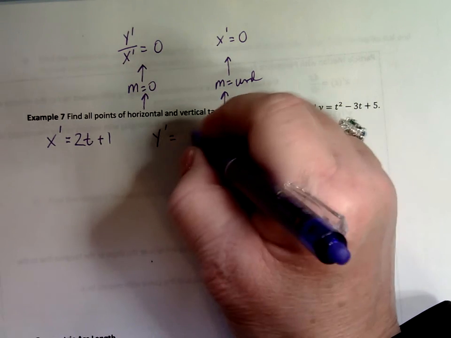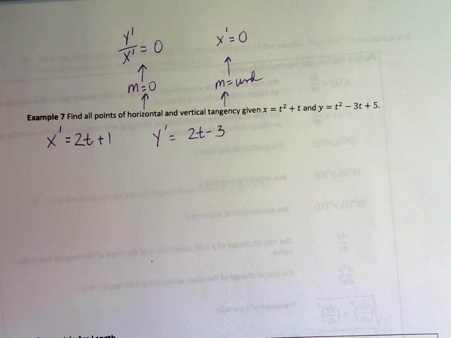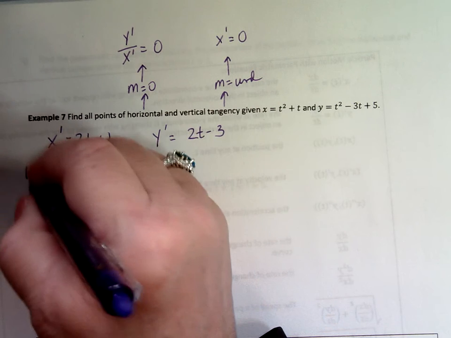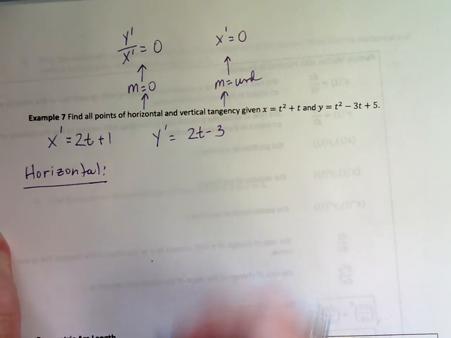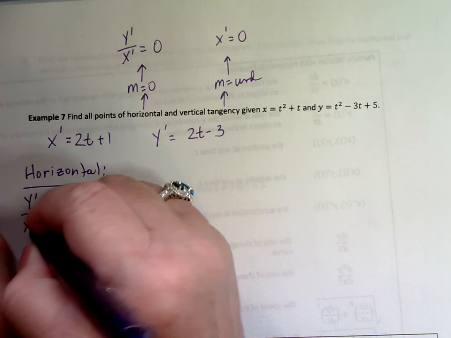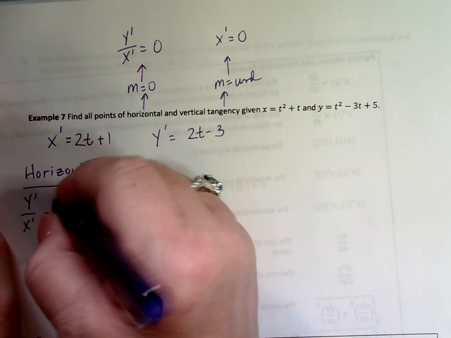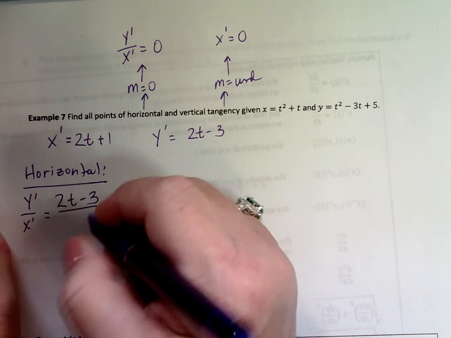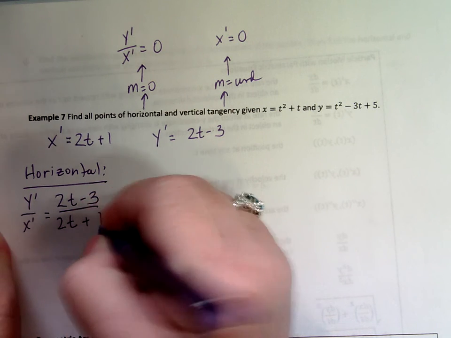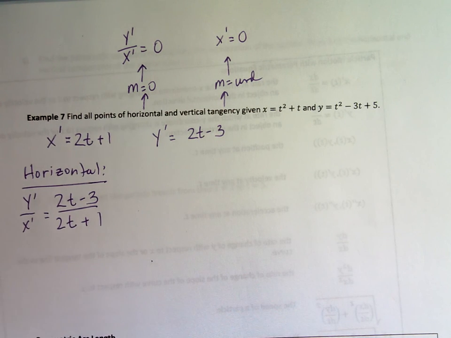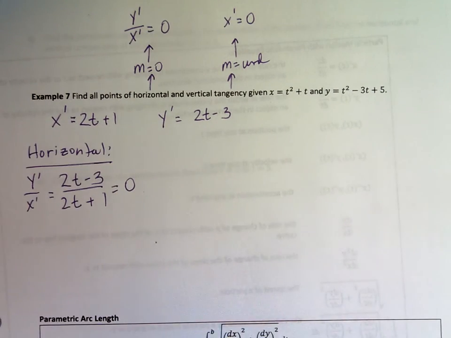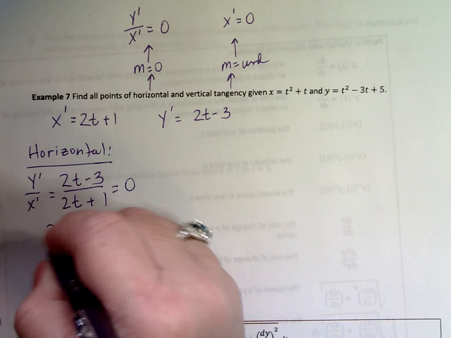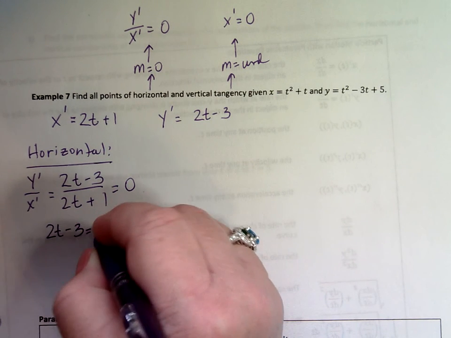Y prime is going to be 2t minus 3. They're not bad, right? So if I'm looking for horizontal, I'm doing y prime over x prime. Y prime is 2t minus 3, x prime is 2t plus 1. I'm going to set that equal to 0. It's kind of like 0 over 1, and when I cross multiply, I'm left with just the numerator. So really what I want to know is when 2t minus 3 equals 0. That's when t equals 3/2.